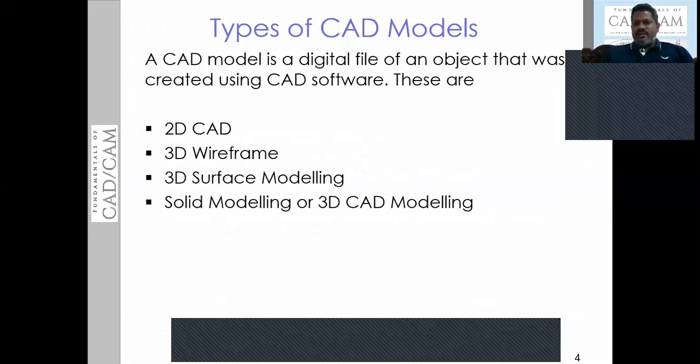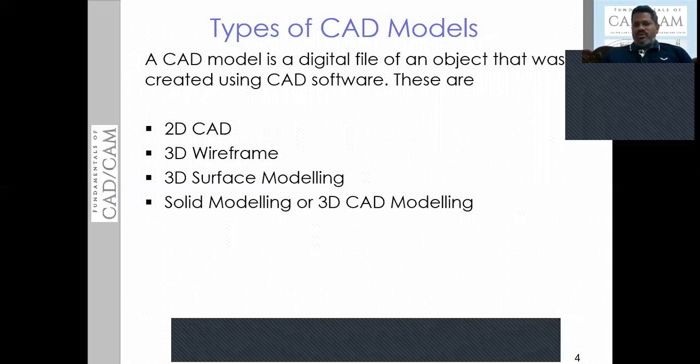First, there are different types of CAD models available that we can create using the CAD software. It may be a 2D CAD, two-dimensional CAD. It may be a 3D wireframe, maybe a surface model, maybe a solid model or 3D CAD modeling. We will explore these types in detail in the coming slides.